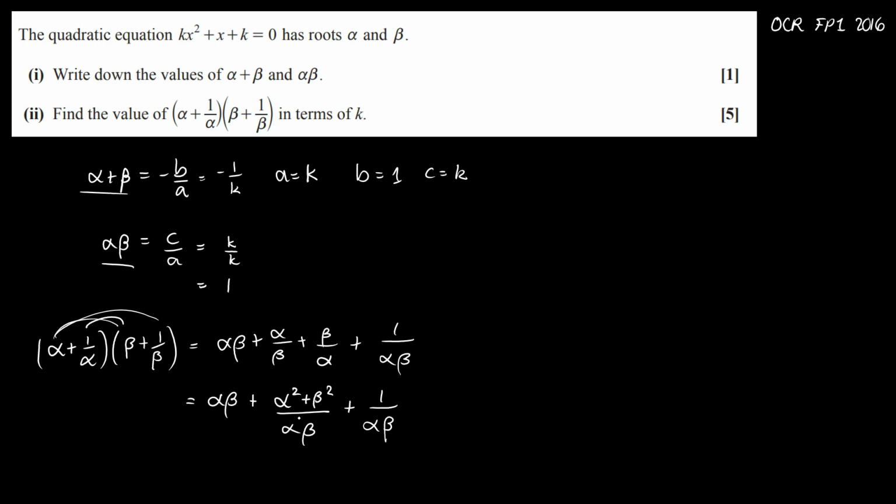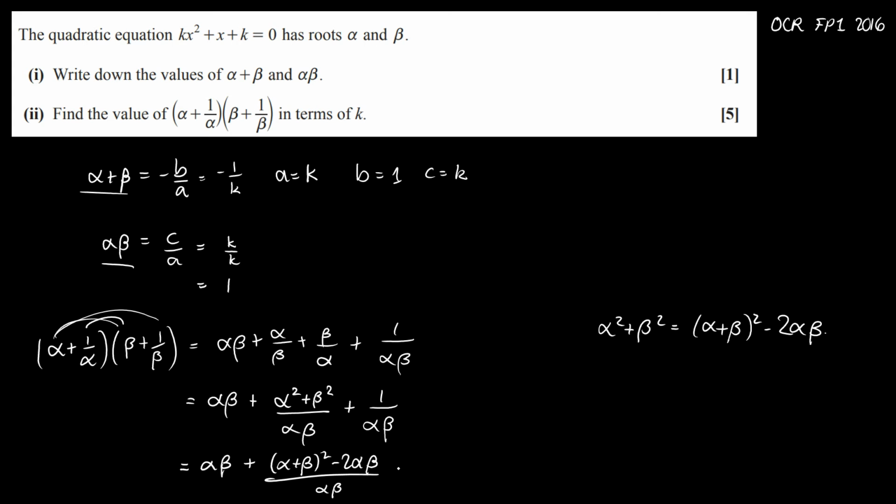Now, the top of that fraction, the numerator, is still a bit of a problem for us, but we have just worked out what alpha squared plus beta squared is as an expression, and it's alpha plus beta squared minus 2 alpha beta. And again now, I've got the numerator of that fraction in terms of my freebies, my sum of roots and my product of roots. So now I should just be able to pop in the values that I've got for each of those terms.